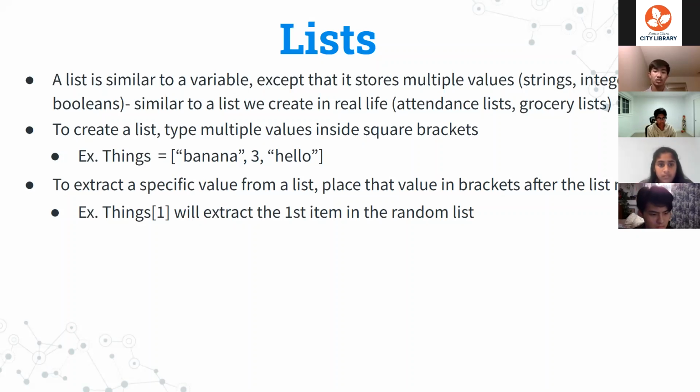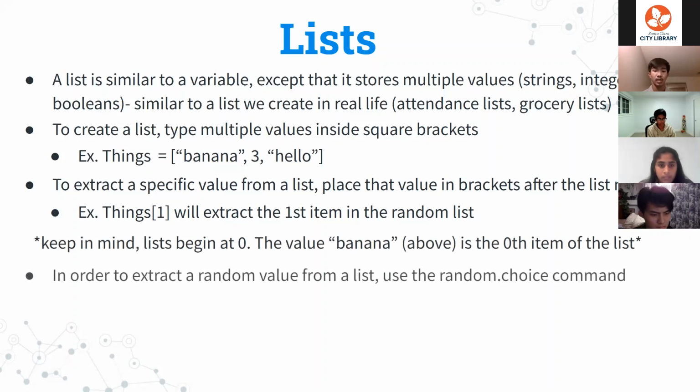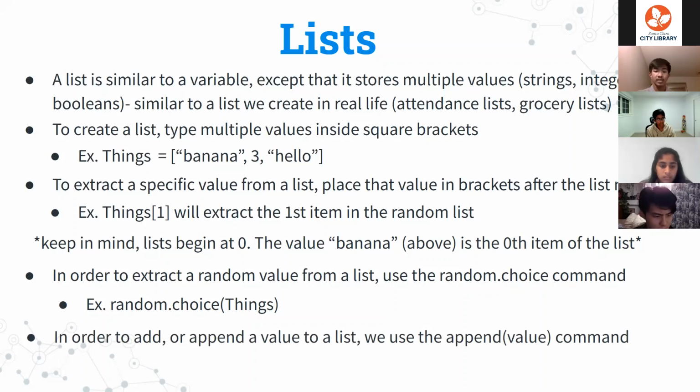In order to extract a random value from a list, you'd use the random choice command. For example, random choice things would pick a random value out of the list things, so either banana, 3, or hello. And in order to add a value to a list, we would use the append value command. Append is just a fancier way of saying we're adding the value to the end of the list. So if we're trying to add the word scooter to the end of the list things, we'd do things.append(scooter), and this would add it to the end of the list.